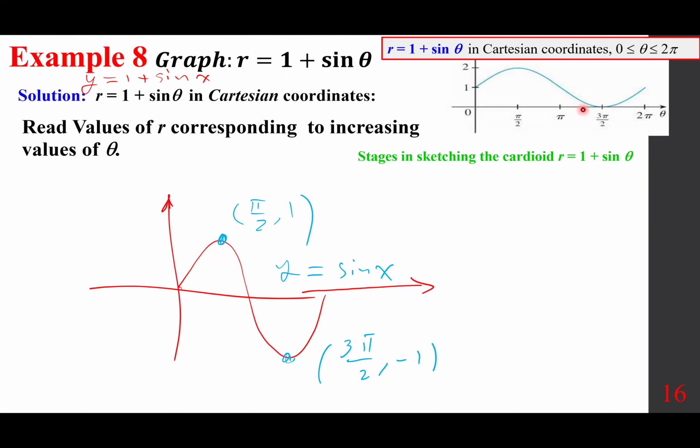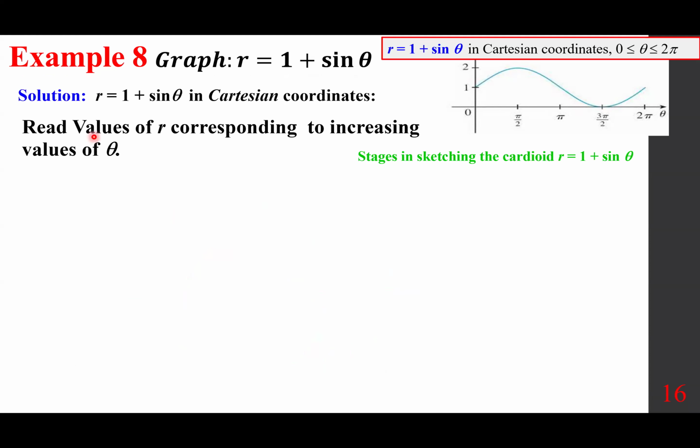So I'm going to erase my work first. And how do we work on it? Read values of r corresponding to increasing values of theta. As we move with respect to theta, what happens? So these are the stages in sketching the cardioid r equals 1 plus sine theta with this methodology. What do we do? Look at this one.